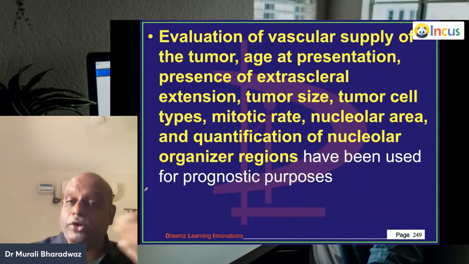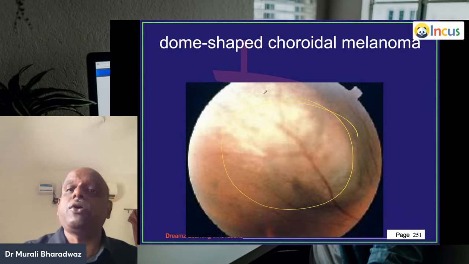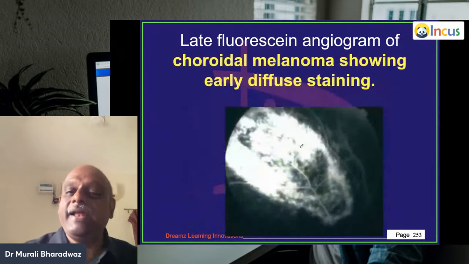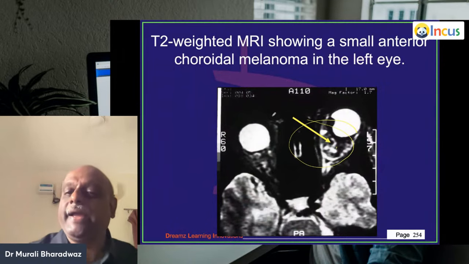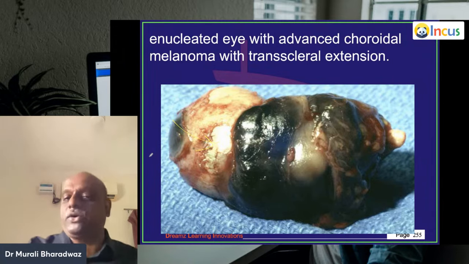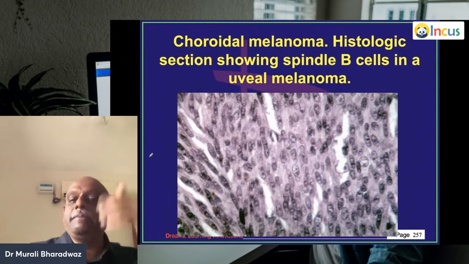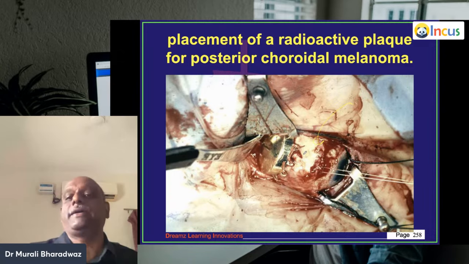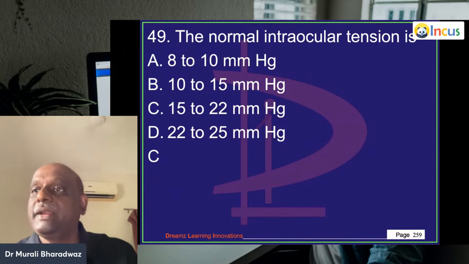Cytology is also an important indicator of prognosis. This is the dome-shaped choroidal melanoma. Fluorescein angiogram of the choroidal melanoma. Late fluorescein angiogram of the choroidal melanoma. T2 weighted MRI showing anterior choroidal melanoma. This is the enucleated eye with an advanced choroidal melanoma. And these are the spindle A cells and spindle B cells in the uveal melanoma. And you place a radioactive plaque in the posterior choroidal melanoma as a part of the treatment. This is what you need to remember.